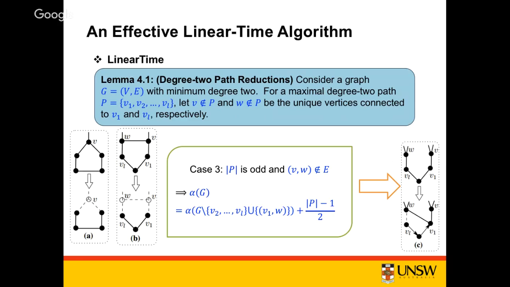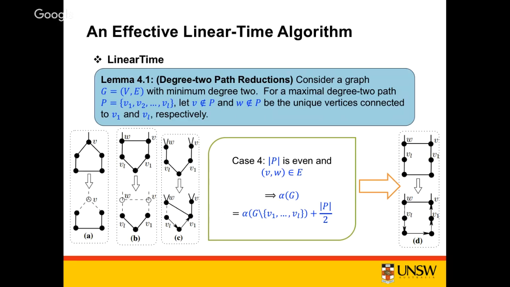graph. Then the optimal result actually can be obtained from the remaining graph, and then plus half of the vertices in the path. So which vertices from the path will be included into the independent set actually will be determined by V1 and W. So from V1 and W, we add at most one vertex to the independent set. So after we choose one vertex to the independent set, then the remaining vertices from V2 to VL can be decided uniquely.